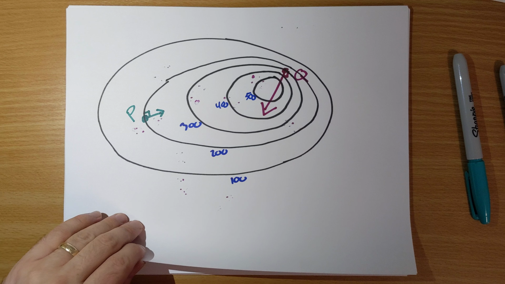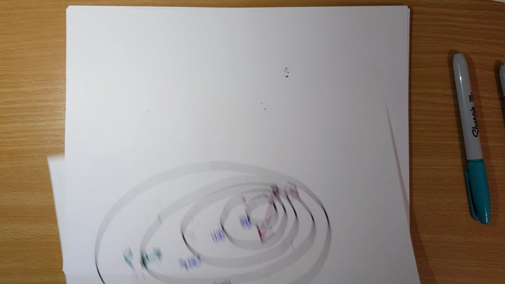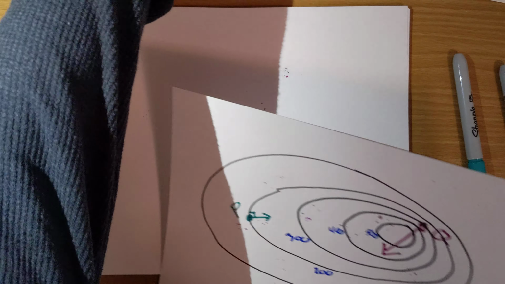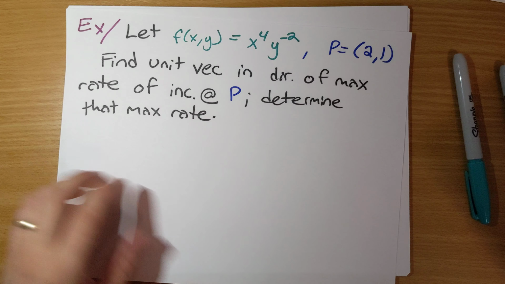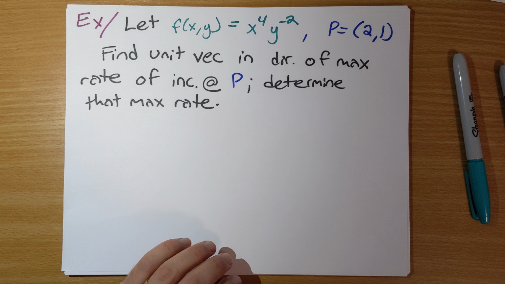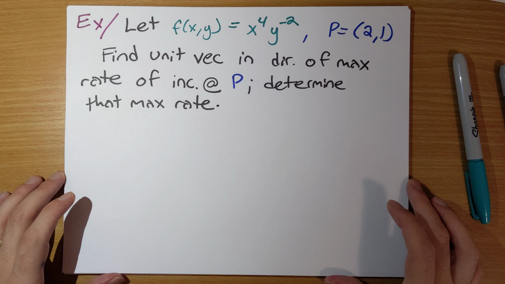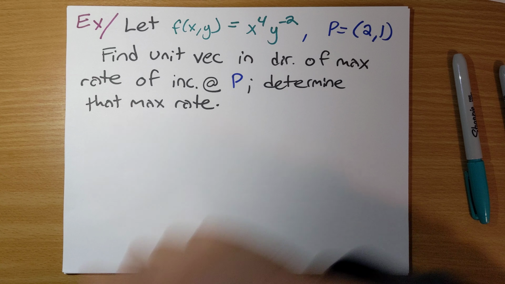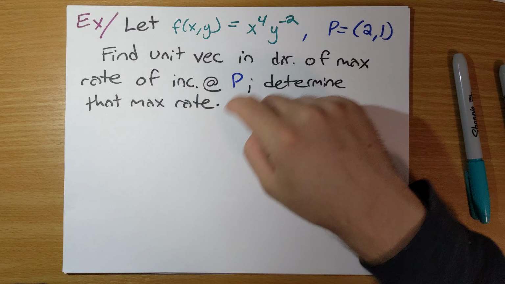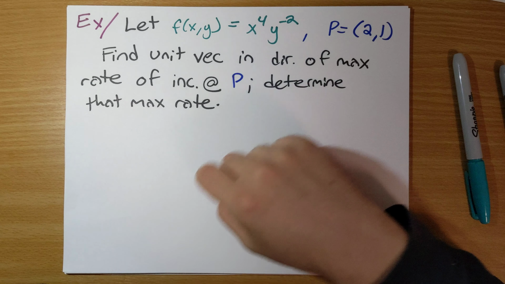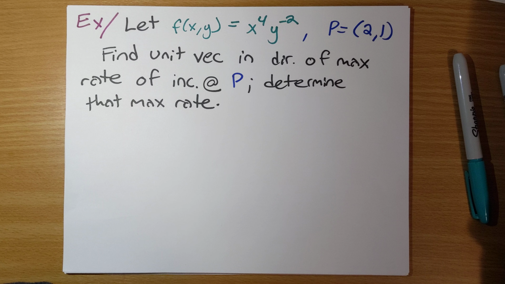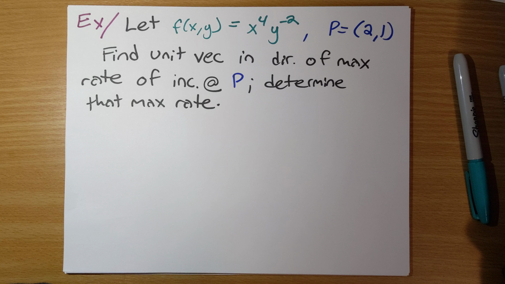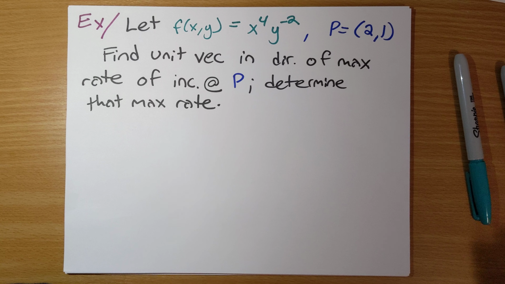Okay, so that's a couple of picture examples. What can we do with drawing pictures? The third example that I want to do here is a computational one. Let f of x, y equal x to the fourth y to the negative 2, and P is the point (2, 1). Let's find a unit vector in the direction of the maximum rate of increase at P and determine that maximum rate.